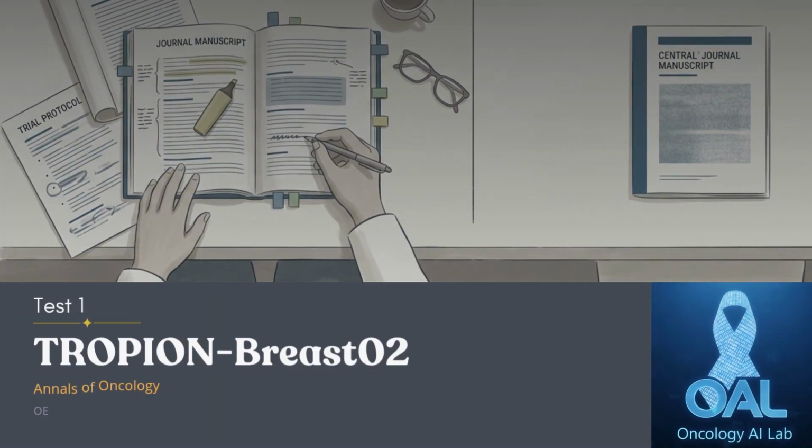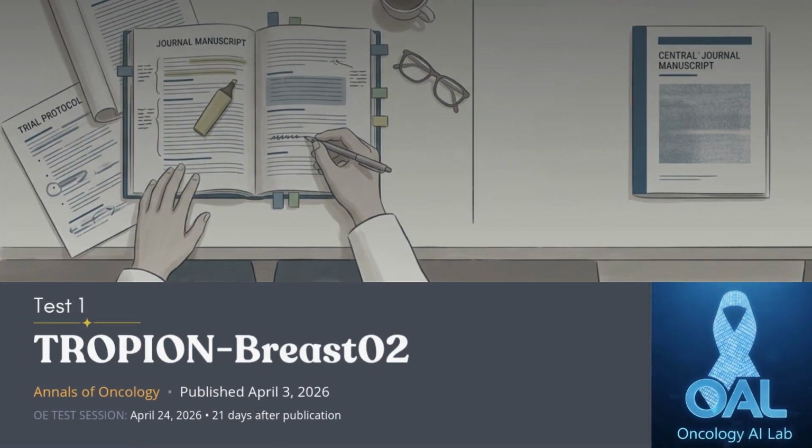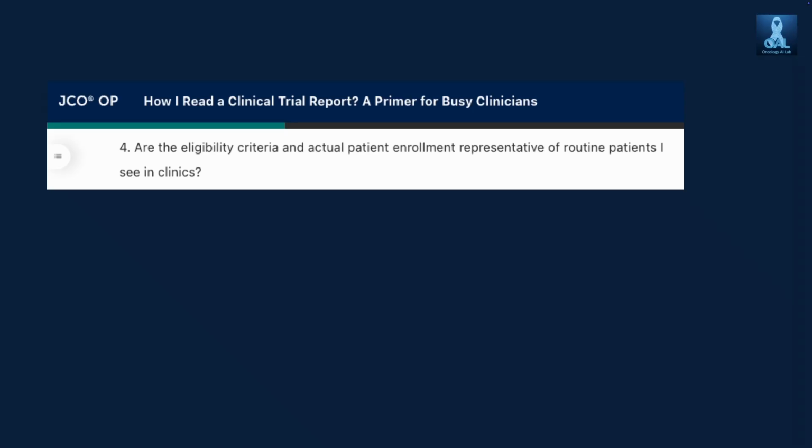The first test: TROPION-Breast02, datopotamab deruxtecan versus chemo in first-line triple-negative breast cancer for patients ineligible for immunotherapy. Published in Annals of Oncology, April 3rd of 2026. I ran the test on April 24th, 2026, 3 weeks after the publication. TROPION-Breast02 is an international trial. Gyawali's primer asks whether trial enrollment represents the patient you actually see. For a US patient, the original subgroup forest plot is where the question lives.